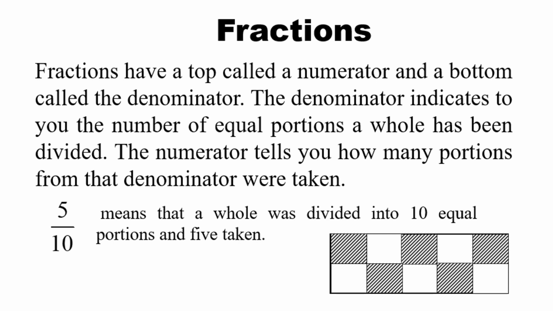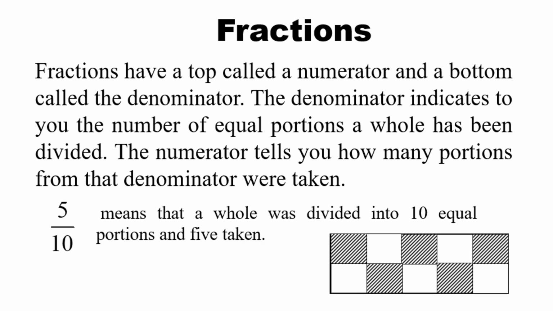Fractions. Fractions have a top called the numerator and a bottom called the denominator. The denominator indicates to you the number of equal portions into which a whole has been divided. So if you have a whole and you divide it in equal portions, that number of portions will be represented in the denominator. The numerator tells you how many portions from that denominator were taken. How many portions from that total equal number of portions were taken.